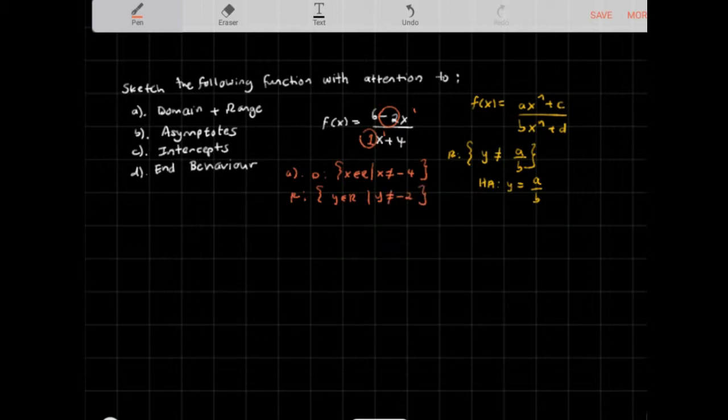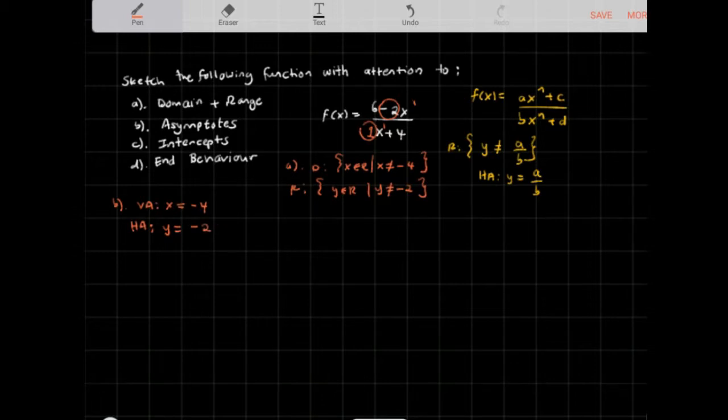Okay, now that you have this, what you want to do is write down your asymptotes. Your vertical asymptote is a restriction on the domain, so x cannot equal -4. The horizontal asymptote is a restriction on the range. Y cannot equal -2, and in this case the horizontal asymptote is y equals -2. Okay, so keep this in mind. Once we have the asymptotes, we can also figure out the intercepts.